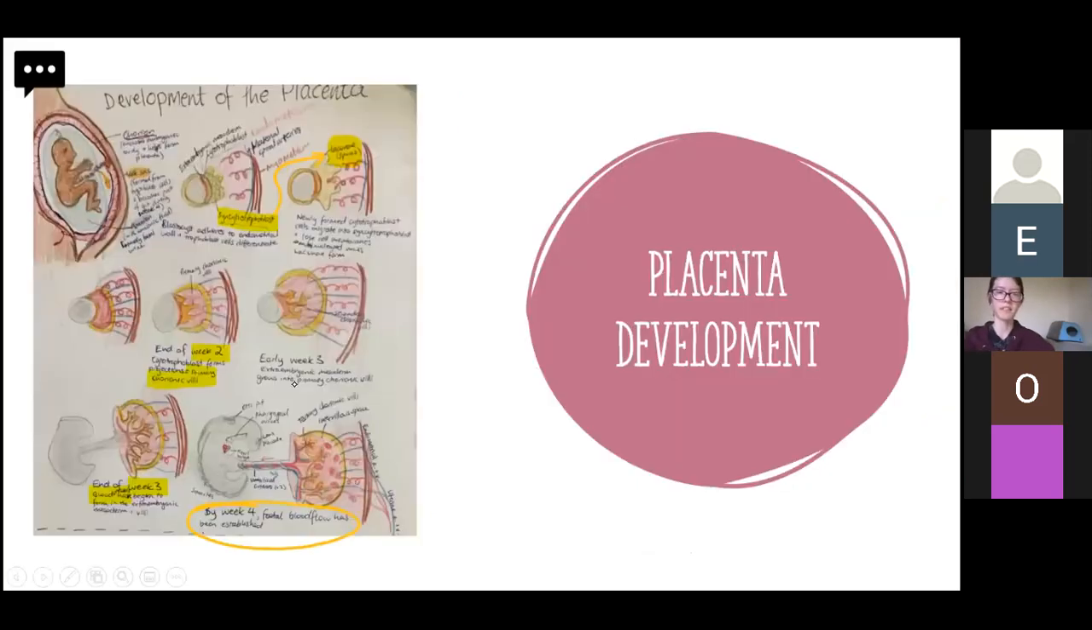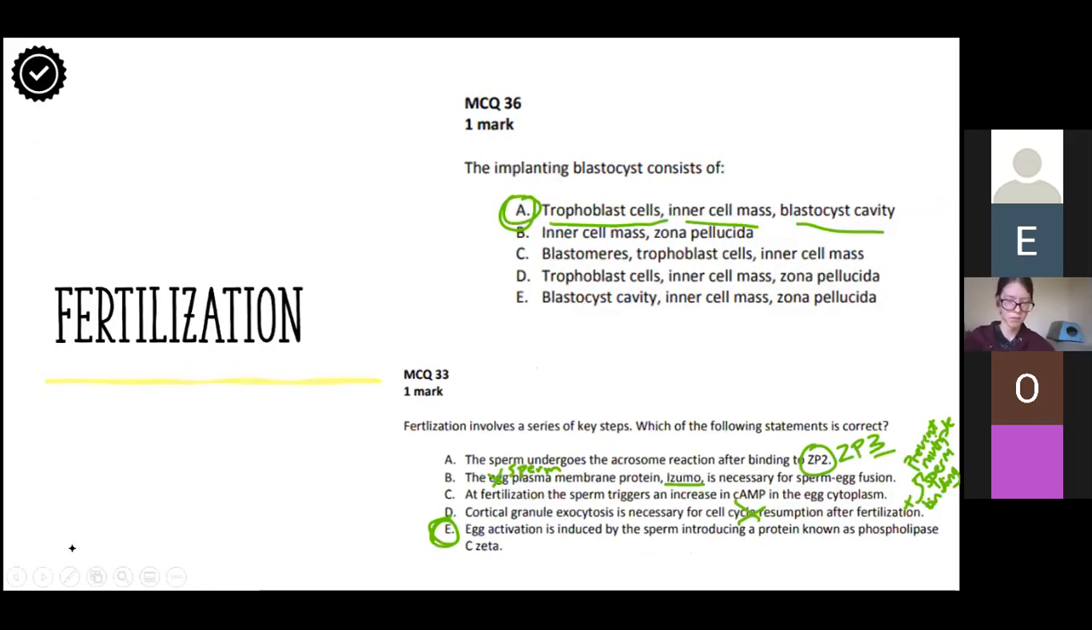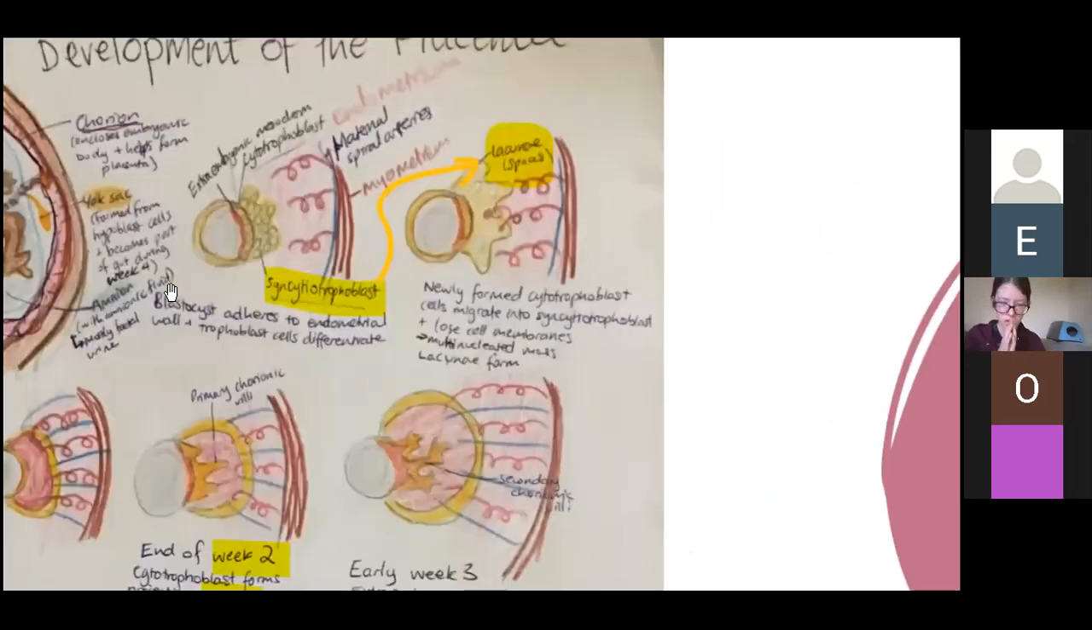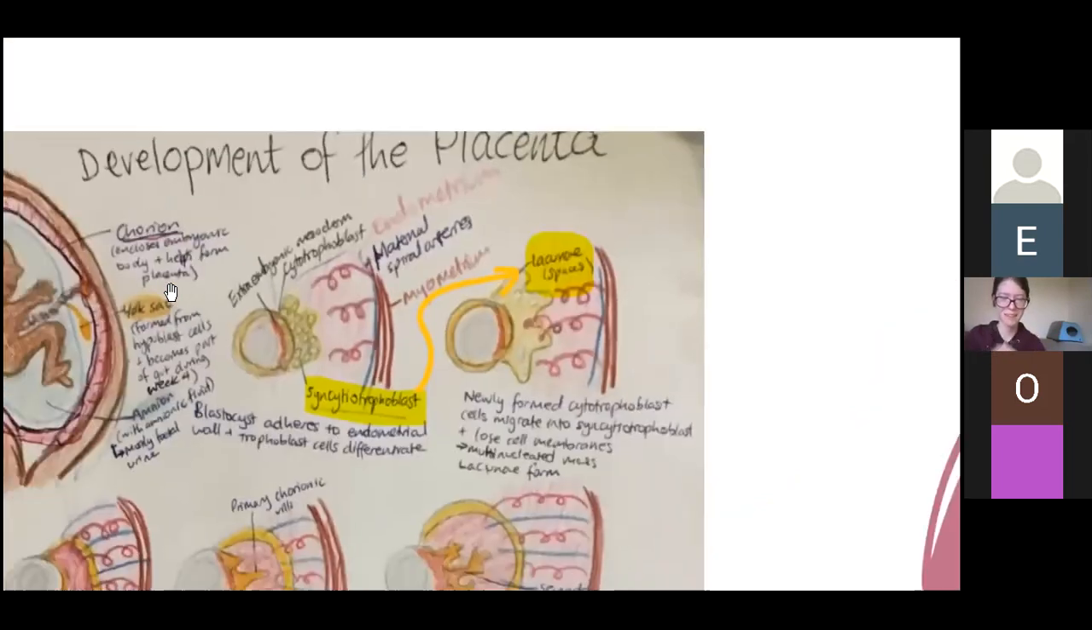Placental development, I was really annoyed because I spent so much time learning this last year, and then there was a really specific question in the exam and I did not know the answer. So I think it was about what week does something happen. So I've got more badly drawn diagrams of the placenta growing here.